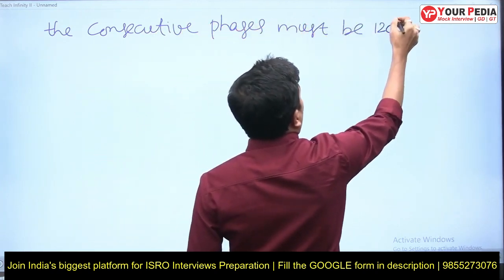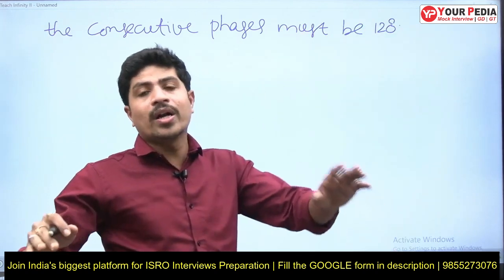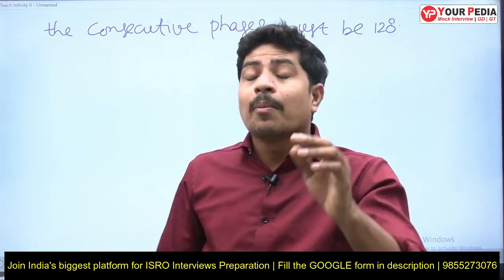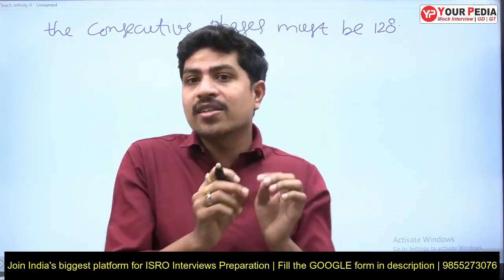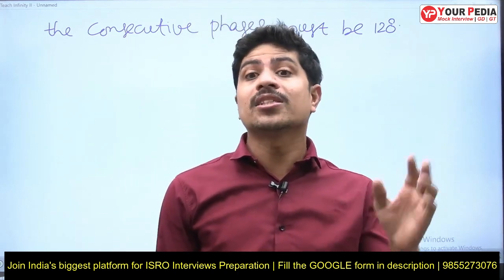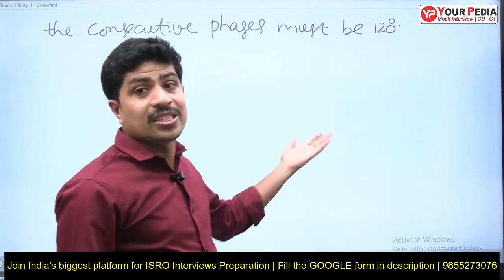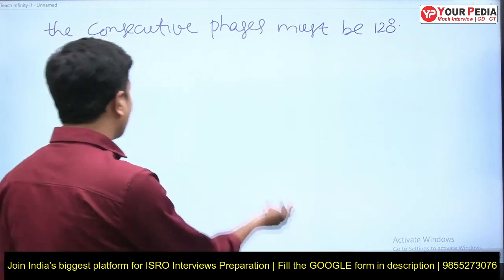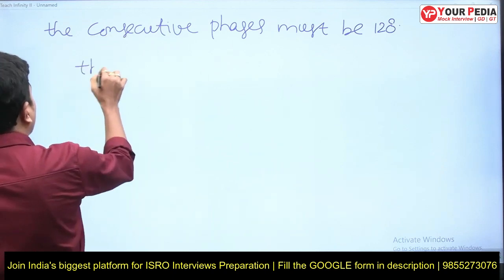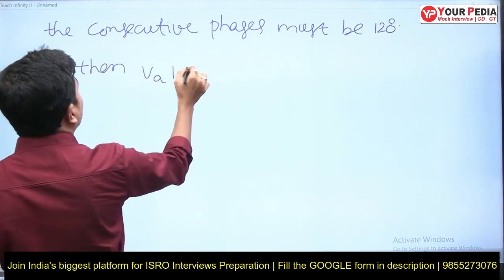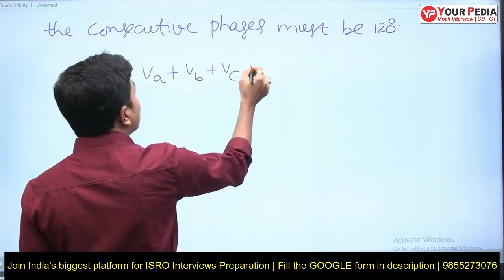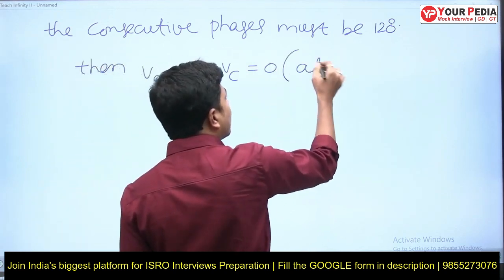If these two conditions are satisfied, then that system of voltages is said to be balanced. That is a balanced system of voltages. Now, what is the outcome of a balanced system of voltages? If these two conditions are satisfied, then VA plus VB plus VC is equal to 0 at any instant.